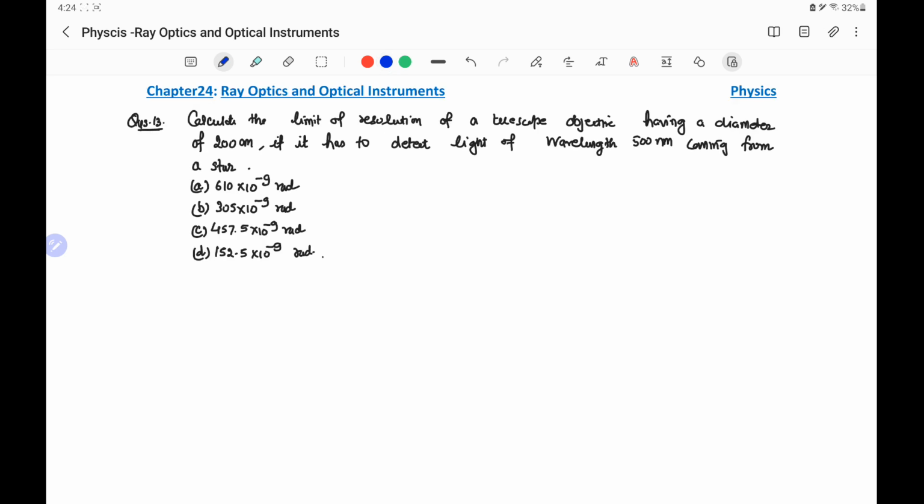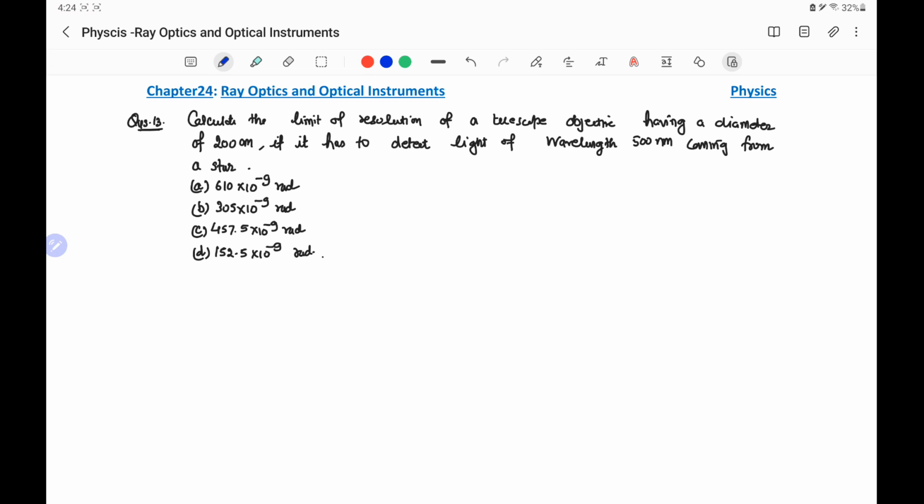Question number 13 is, calculate the limit of resolution of a telescope objective having a diameter of 200 centimeter if it has to detect light of wavelength 500 nanometer coming from a star. Options are: A, 610 into 10 to the power minus 9 radian; B, 305 into 10 to the power minus 9 radian; C, 457.5 into 10 to the power minus 9 radian; and D, 152.5 into 10 to the power minus 9 radian.